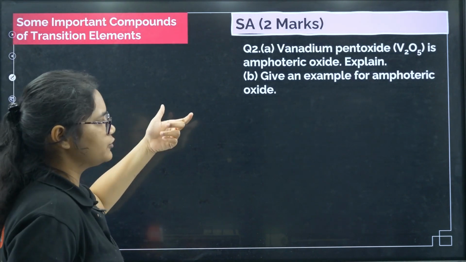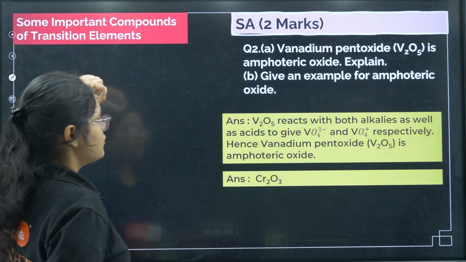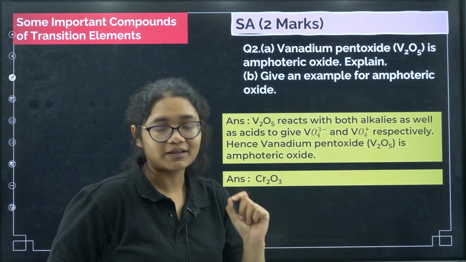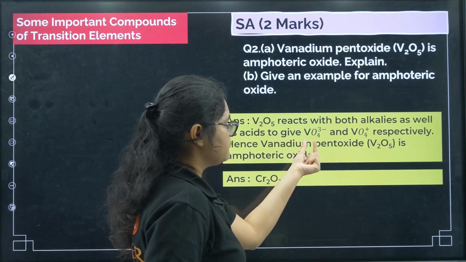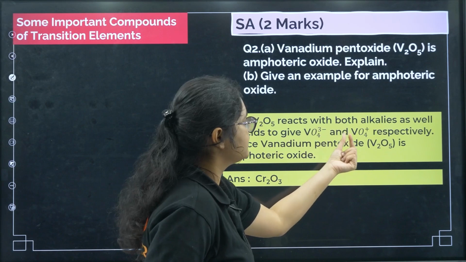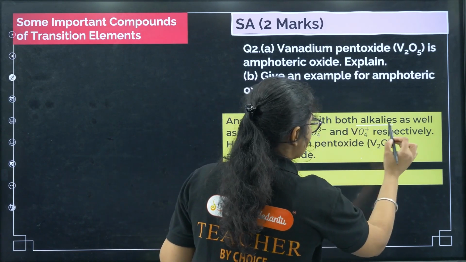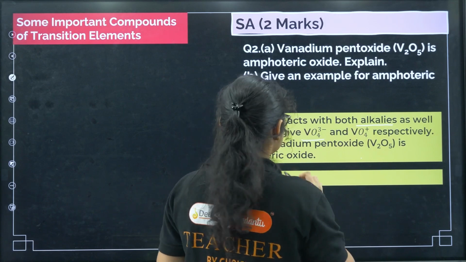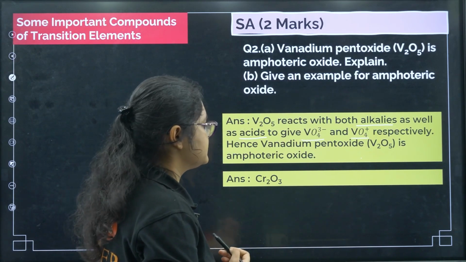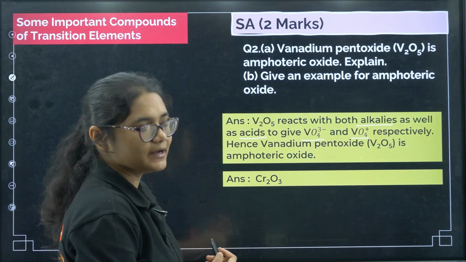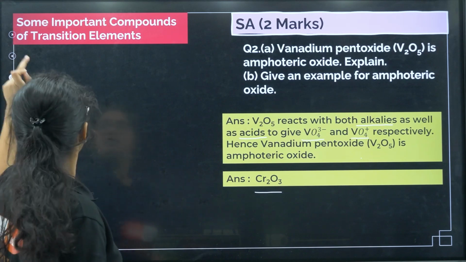Next, vanadium pentoxide is an amphoteric oxide. Explain. Give an example of amphoteric oxide. Okay, so V2O5 reacts with both acids and bases. That is why it is an amphoteric oxide. With alkalis it gives you VO4 3-, and with acids it gives you VO2+. Hence vanadium pentoxide is an amphoteric oxide. Some other example of amphoteric oxide is Cr2O3.